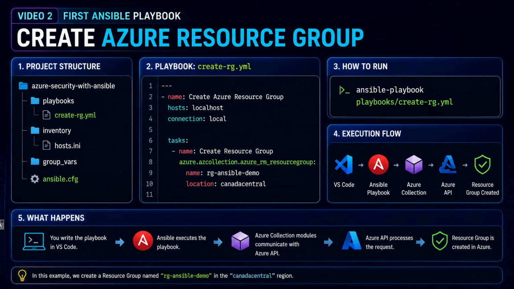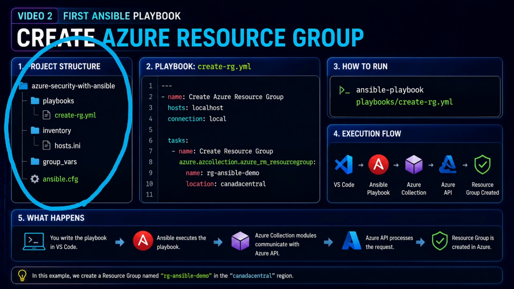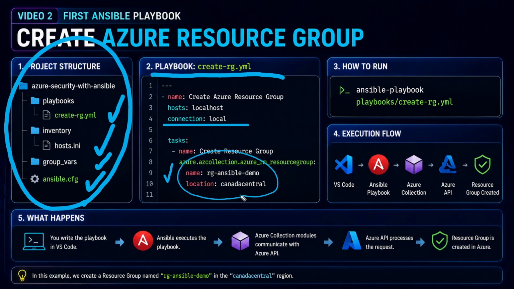Before writing the code, let's quickly organize our project. I like to create a simple and clean folder structure right from the beginning. We'll create a playbooks folder for our playbooks, an inventory folder for inventories, a group_vars folder for variables, and an ansible.cfg file for our configuration. For now, we'll only create a single playbook called create-rg.yaml. Then we are calling the Azure Resource Group module from the Azure Collection. Finally, we provide the resource group name and Azure region.